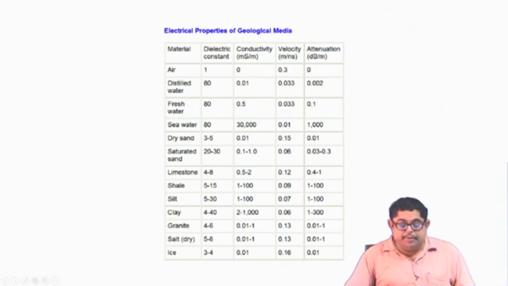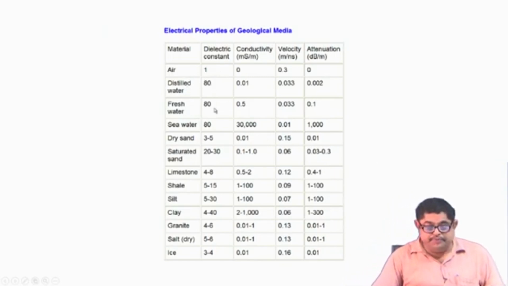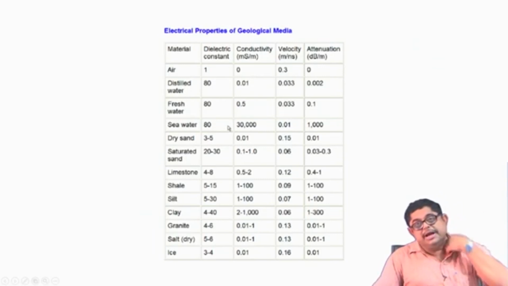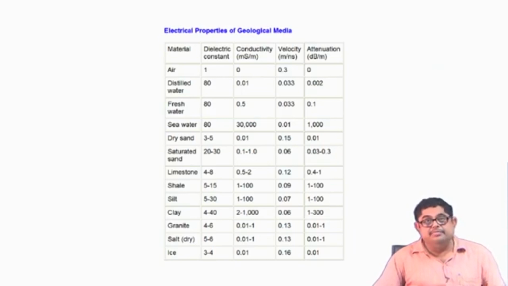So, here the important thing is you see that water has a dielectric constant of 80. Now, that is very important, whereas dry sand has a dielectric constant of 3 to 5, and various minerals etc. are from 2 to 6. They vary, but water is present everywhere. So, if water gets mixed with any geological material, the dielectric constant increases much, and that actually gives a contrast with the ground, because sand etc.